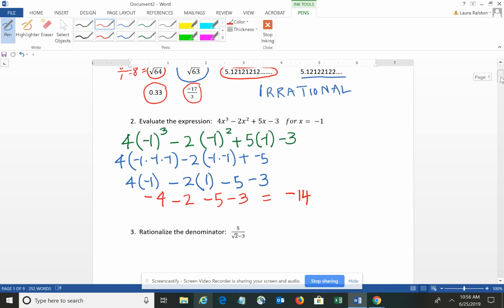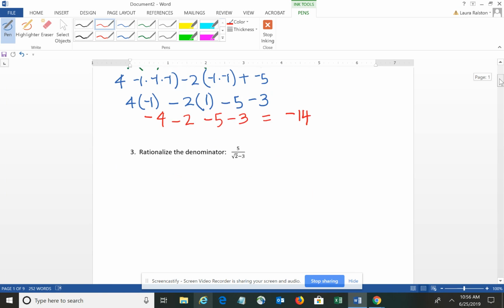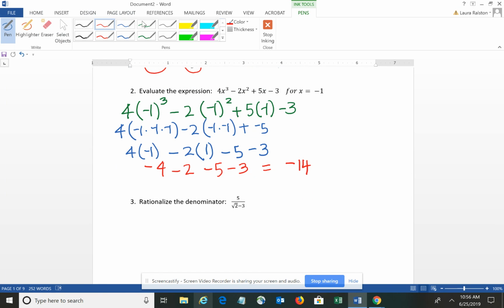One of the questions that a lot of you guys missed was rationalizing the denominator. What you have to realize here is that in this particular problem, you have a binomial in the denominator. You have two terms. And so when you have two terms, you use the conjugate. The conjugate is a fancy way in mathematics to say the opposite.